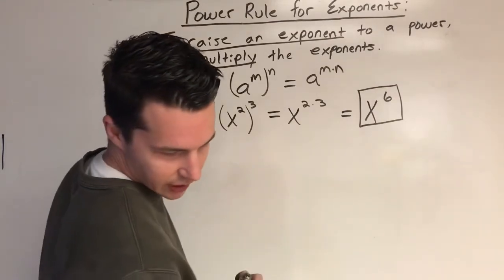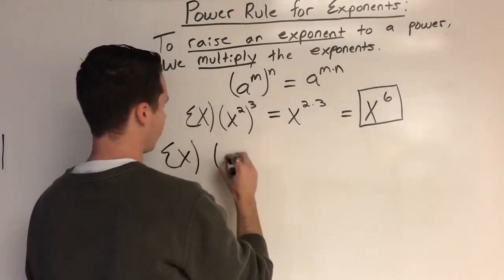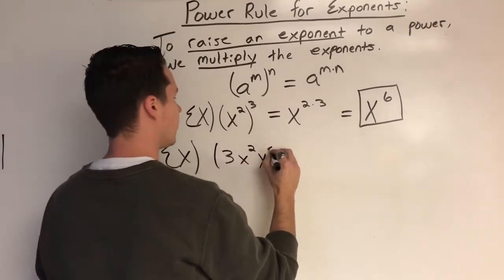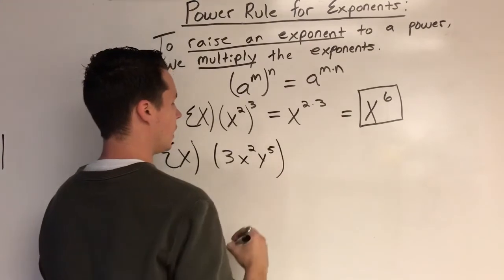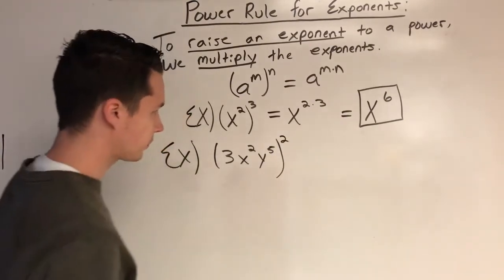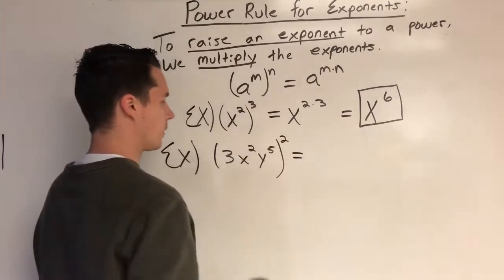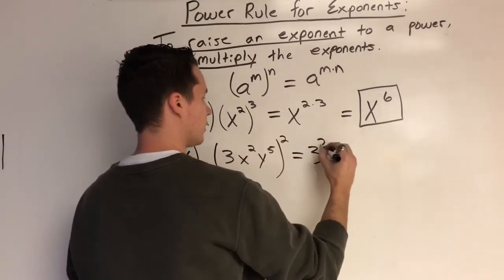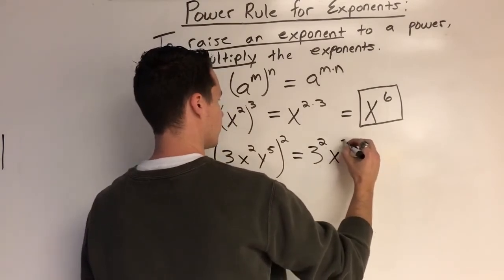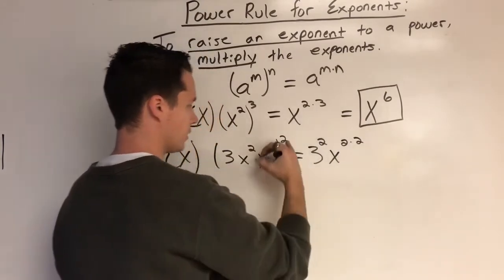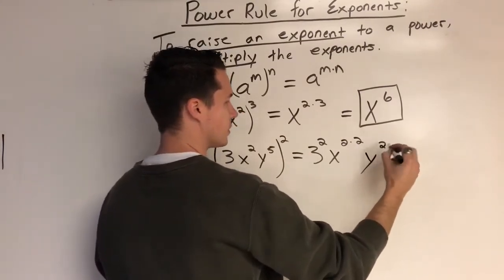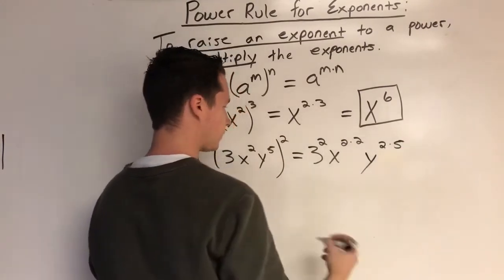Let's say we've got 3x squared y to the 5th, and we'll just square it. Alright, so first thing, let's rewrite it. We're going to have 3 squared times x raised to the 2 times 2, right? 2 times 2, and then y to the 2 times 5.